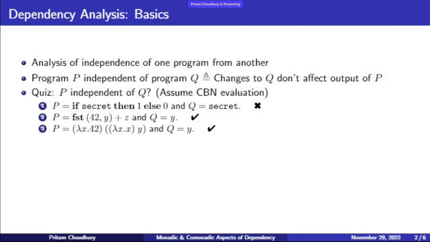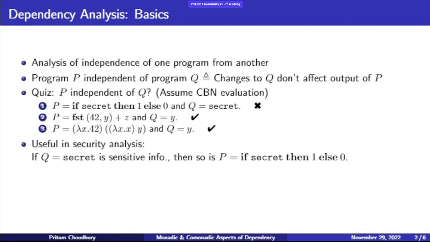So why do we do all these analyses? What is the motivation behind dependency analysis? It is useful in analyzing security. For example, if Q is sensitive information, then so is P, because if the output of P depends on Q, P reveals something about Q. So if Q equal to secret is sensitive information, then so is P.